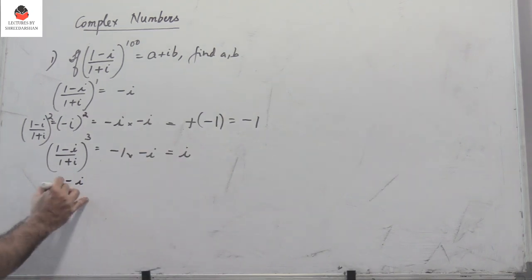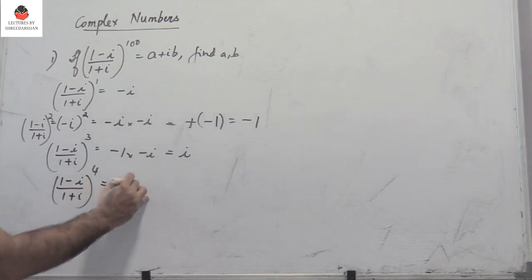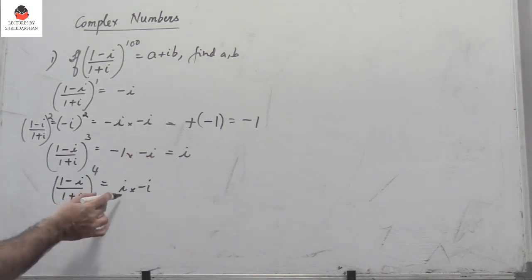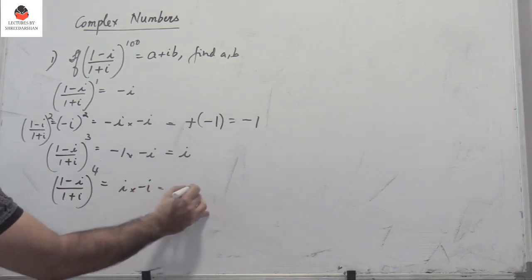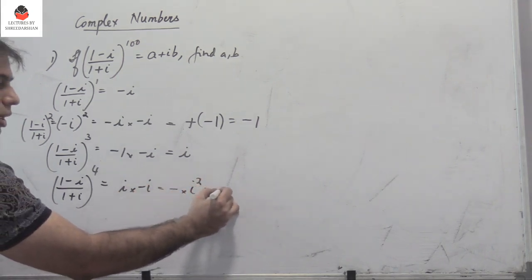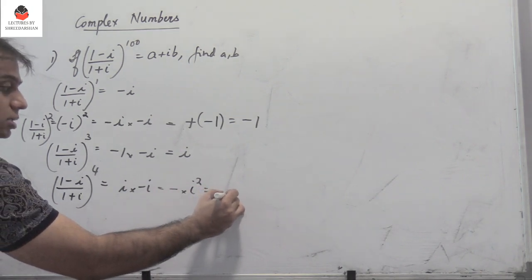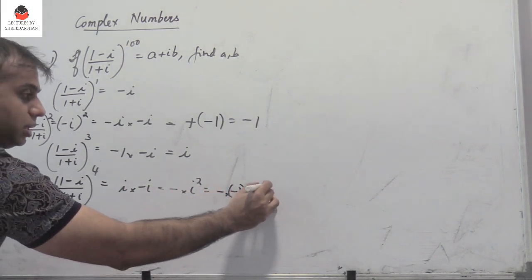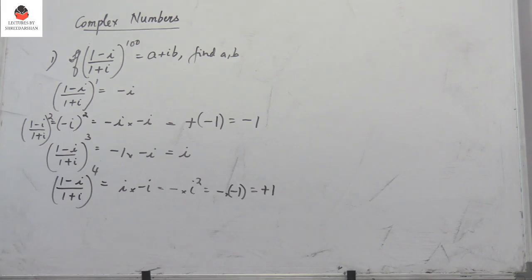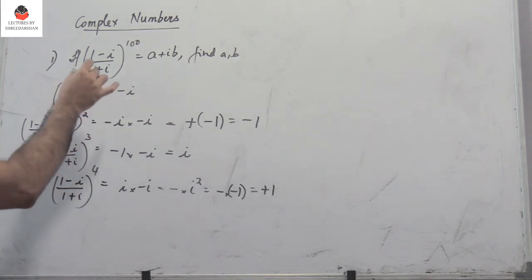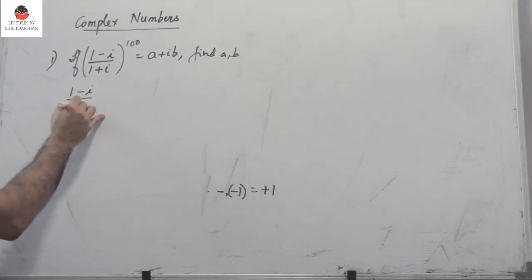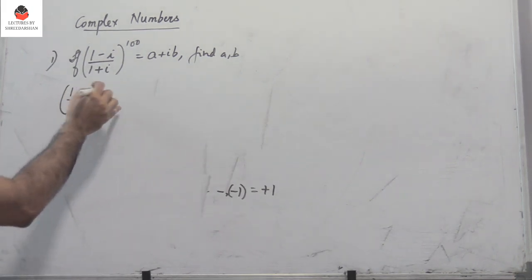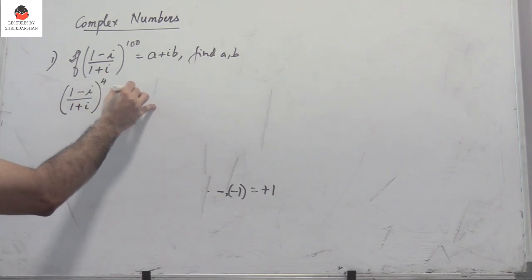So what is ((1 minus i) by (1 plus i)) whole power 4? I need to multiply i with minus i. So I get minus into i square. And what is i square? Minus 1. So minus into minus 1 gives me plus 1, right? So this expression power 4 is plus 1. So ((1 minus i) divided by (1 plus i)) whole power 4 is plus 1.